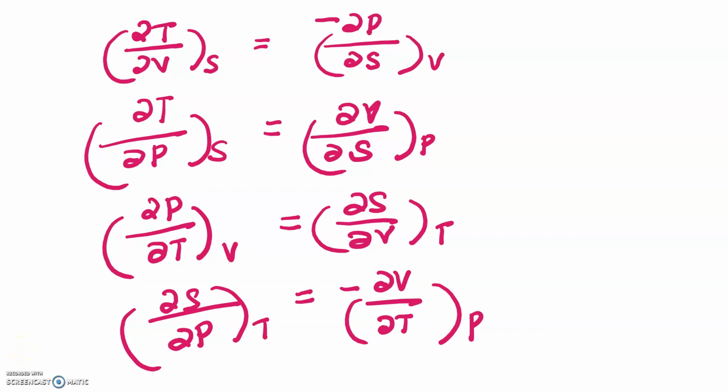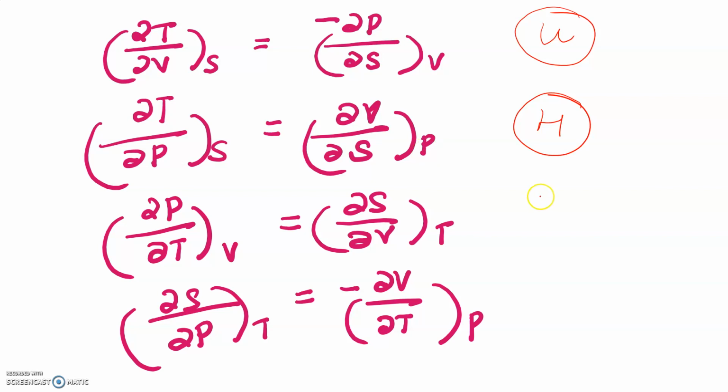In the last two videos, we saw the derivation of four Maxwell's equations. I have written all the four in this slide. The first one, which we derived from the internal energy U, is dou T by dou V at constant entropy is equal to minus dou P by dou S at constant volume. The second equation, which we derived based on enthalpy, is dou T by dou P at constant S is equal to dou V by dou S at constant pressure.